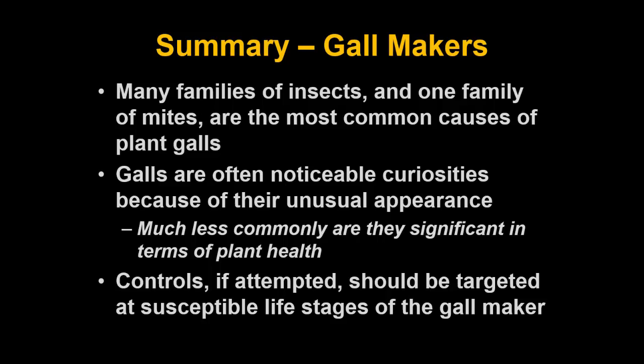Controls, were you to attempt them, should be targeted at susceptible life stages of the gall maker, and that could be a period when they are exposed on the plant, such as a Cooley spruce gall aphid that's exposed on the plant during the winter, or when the adults return to the plants to lay eggs, which is usually when the new leaves are just coming out or the new needles are just coming out.